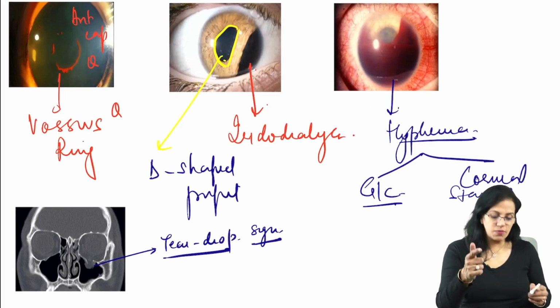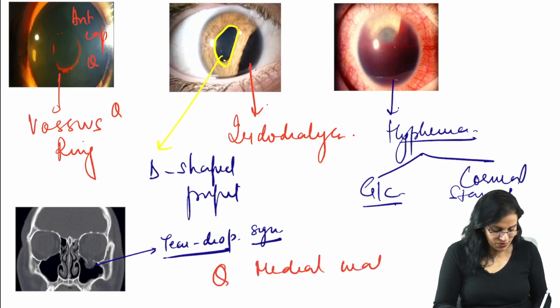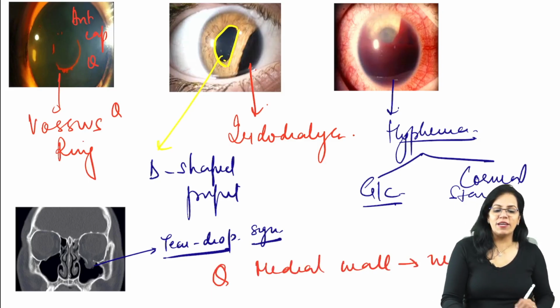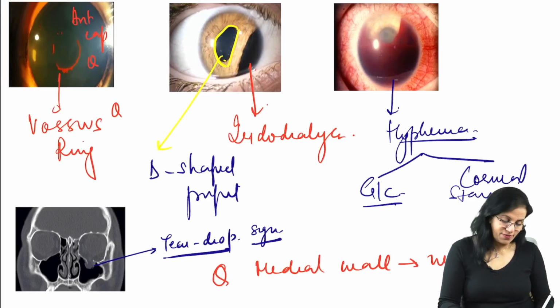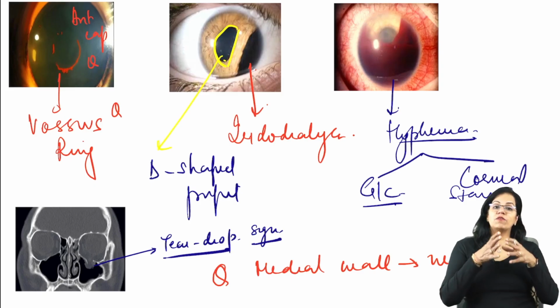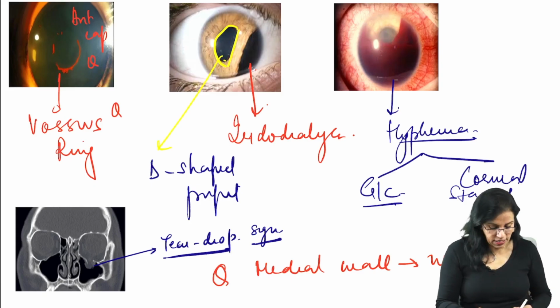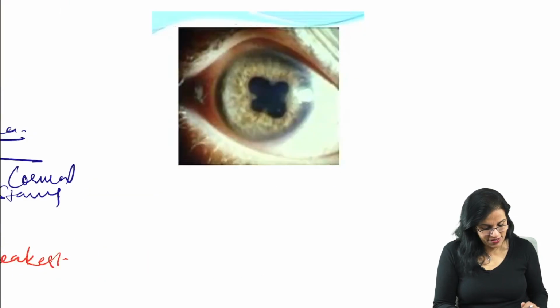Which is the weakest wall of the orbit if they ask you? Then you will answer it is medial wall is the weakest wall. Don't say inferior wall, okay? Why medial wall? Because of the cribriform plate of ethmoid sinus. The weakest wall is the medial wall, okay, for the orbit. If I ask you which is the weakest part of the floor where blowout fracture is happening, it is posteromedial part. Posteromedial part of floor. Okay? So these are important questions. We come to the next slide.